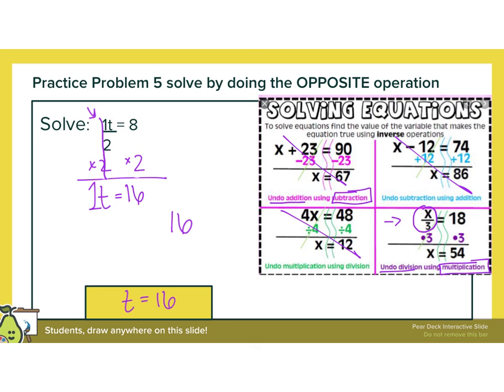Then there's going to be another question asking you, what's the opposite of multiplication? So you're going to find the one that says how you undo multiplication, and you would choose division. Okay, so that is it. You are ready for your exit ticket.